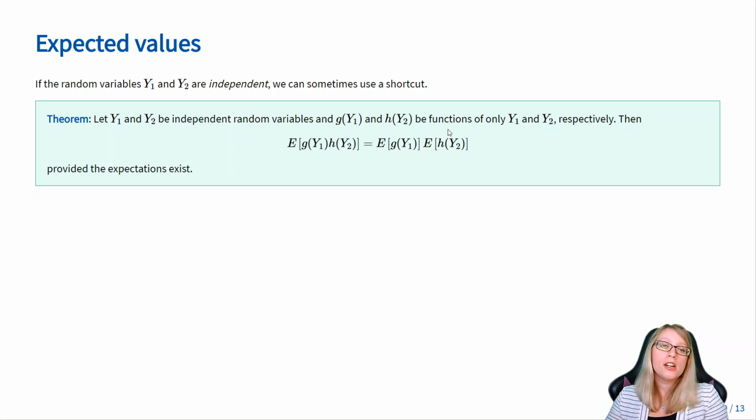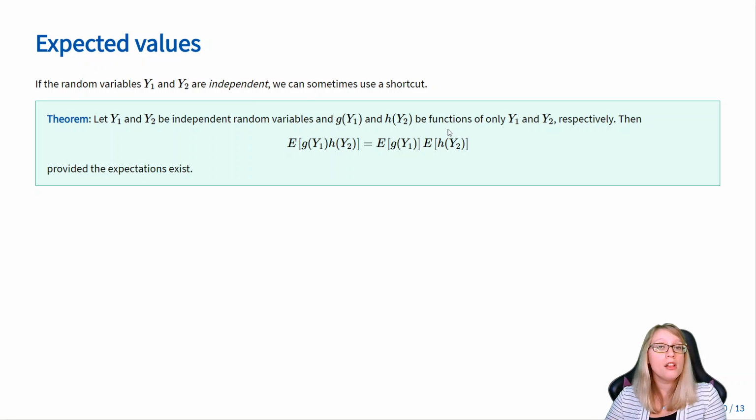Now, if the random variables are independent, sometimes we can use a shortcut for finding expected values of products. So if y1 and y2 are independent random variables, g is a function of y1, h is a function of y2. These are functions of y1 and y2 alone. Then the expected value of g of y1 times h of y2 is the expected value of g of y1 times the expected value of h of y2. Most often, these functions will just be the random variables themselves.